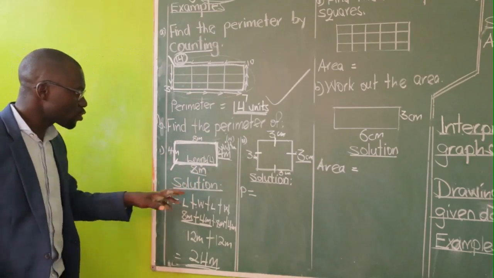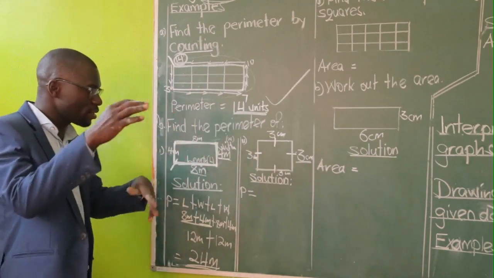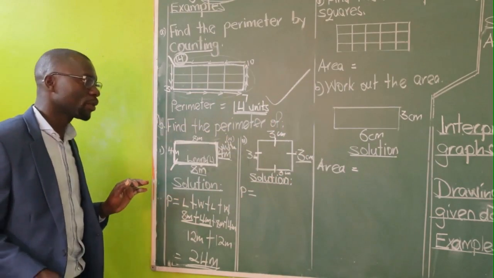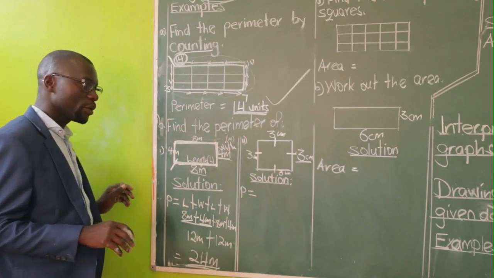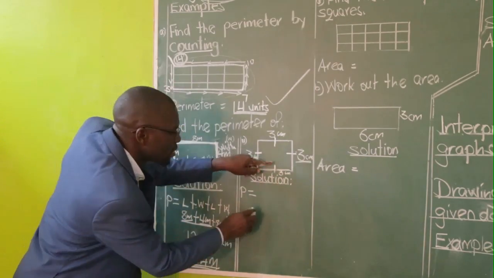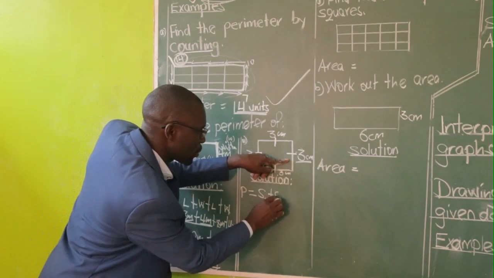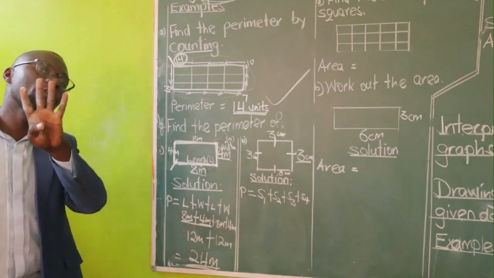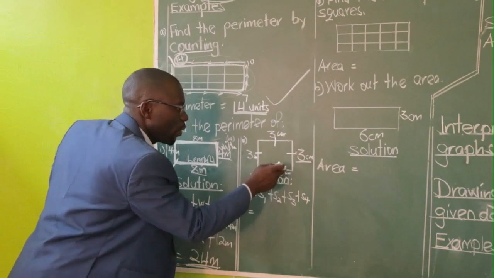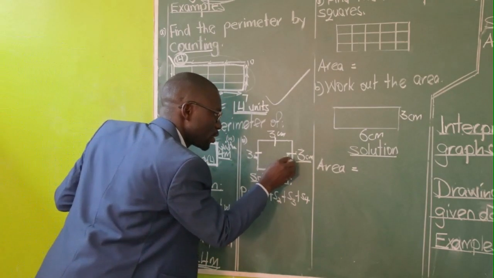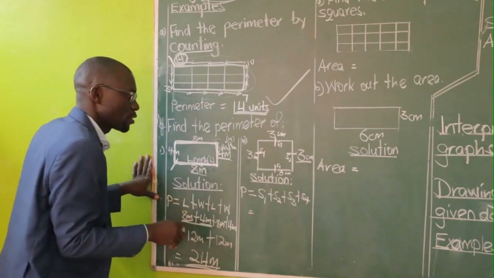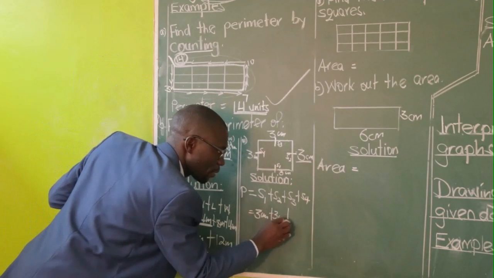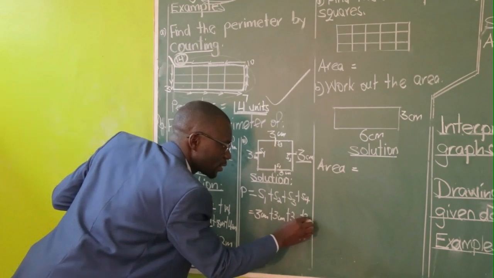Now someone will ask, is it also having length and width? Yes, it is, but we can also say that this is a special shape, whereby all the sides are equal. And then we are not going to say length plus width plus length. We can just say side 1 plus side 2 plus side 3 plus side 4, because I told you that there are 4 sides. So this is 3 centimeters, side 1, plus 3 centimeters, plus 3 centimeters, plus 3 centimeters.